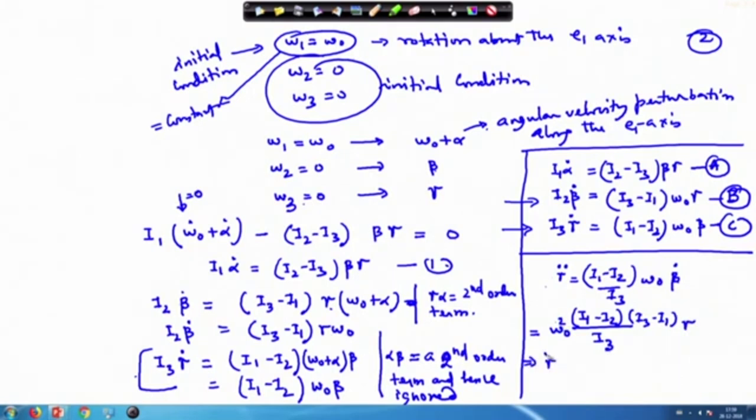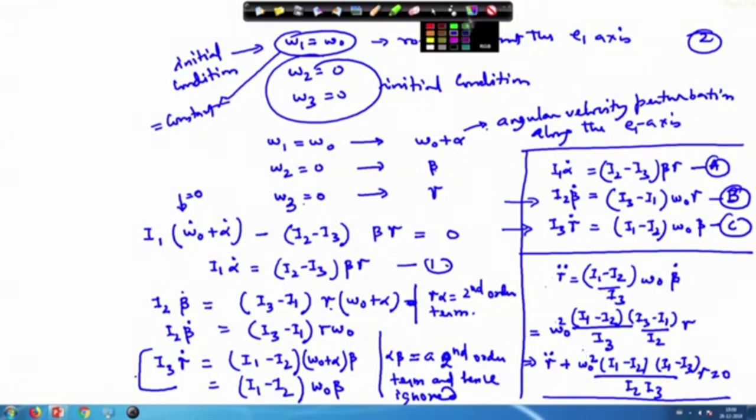So, this implies gamma double dot plus omega 0 square times (I1 minus I2) times (I1 minus I3) divided by, and here one more thing is missing, since we have inserted beta dot, I2 will also come in this place. So, this is I2 I3, times gamma, equal to 0, and this is exactly of the same form. You see that if this quantity turns out to be positive, then this will indicate a simple harmonic motion equation. If this quantity turns out to be negative, then this will simply be an unstable system.